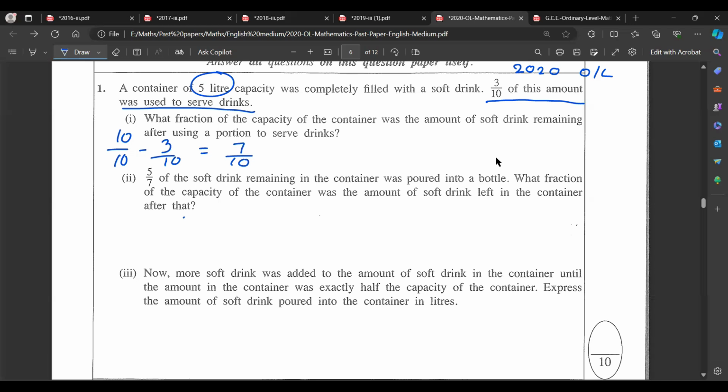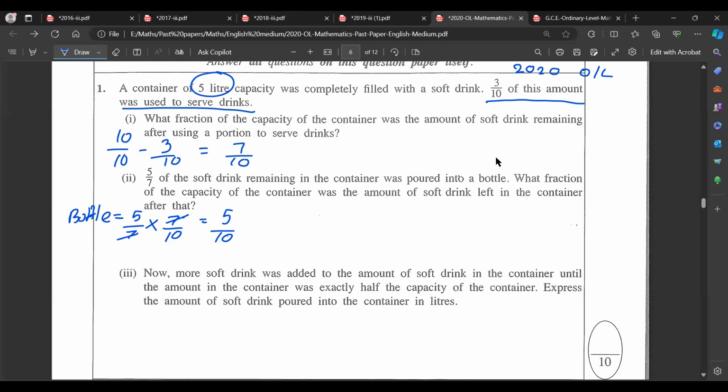Now 5 out of 7 of the remaining 7 over 10 for the bottle. They ask you, for the bottle, from the remaining, 5 out of 7 of this, multiplication, remaining what? 5 over 7 times 7 over 10. The 7 and 7 cancel. What fraction filled for the bottle? 5 over 10. They ask you what is the remaining.